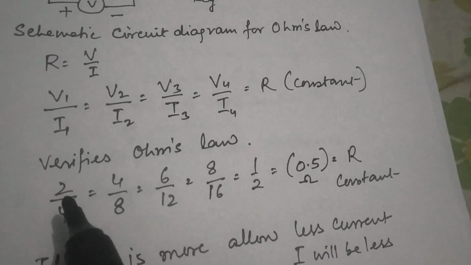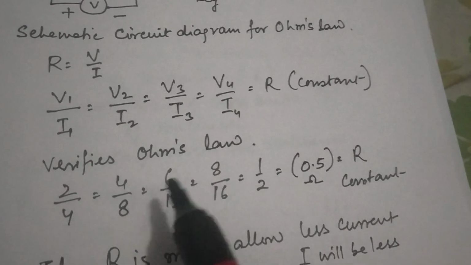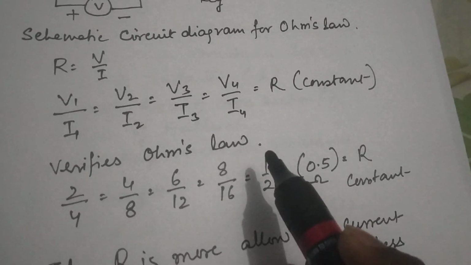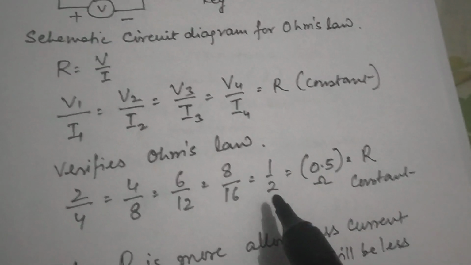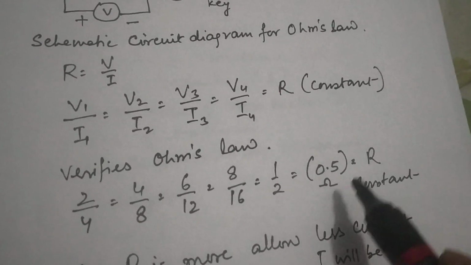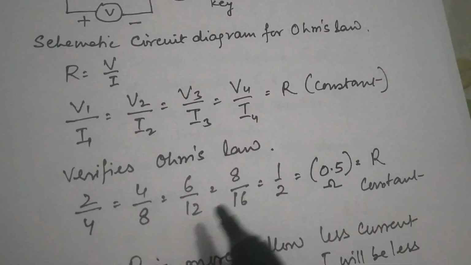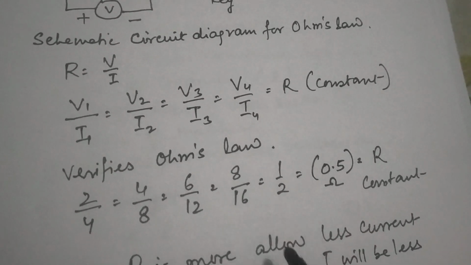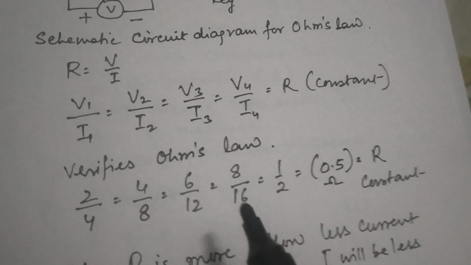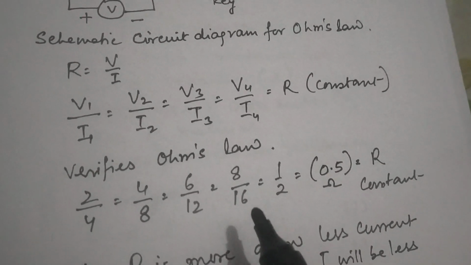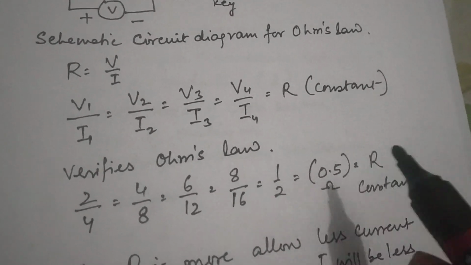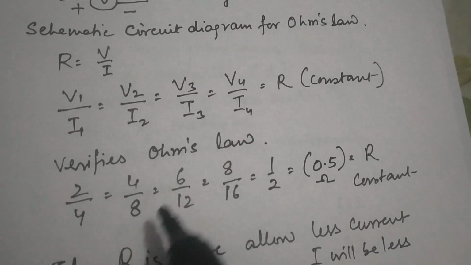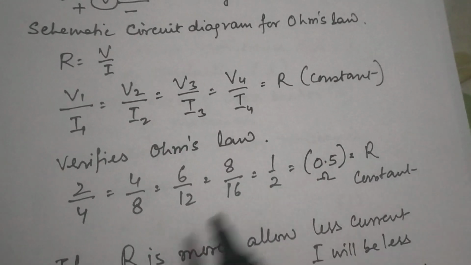So the value you get for the first one, 2 by 4, 4 by 8, 6 by 12, 8 by 16, in this example, the value comes 1 by 2. That is called 0.5. And every time you see the value comes 0.5, so R is constant. So my dear students, you must understand that in this Ohm's law, you have to verify that R is constant. R value should not come different for each value. If it comes different, then it is not verifying the Ohm's law.